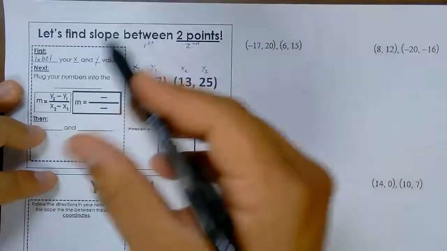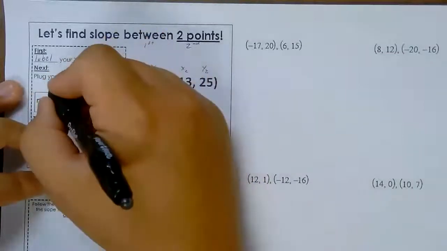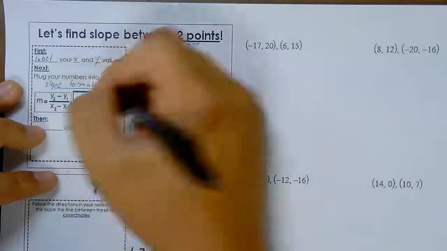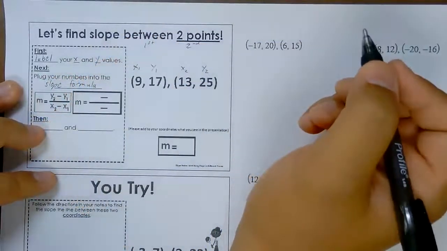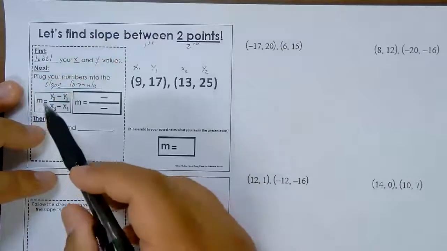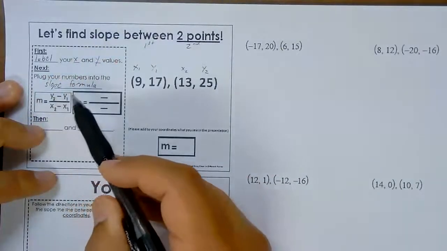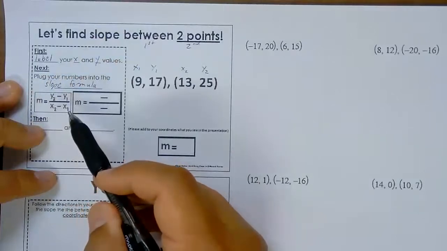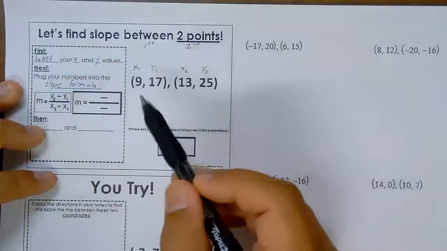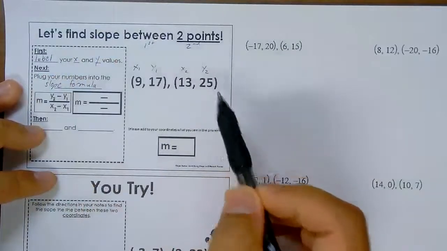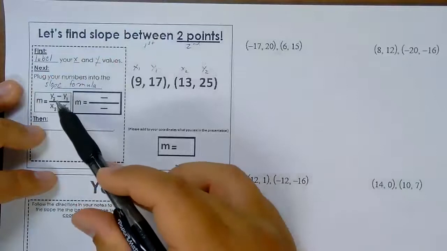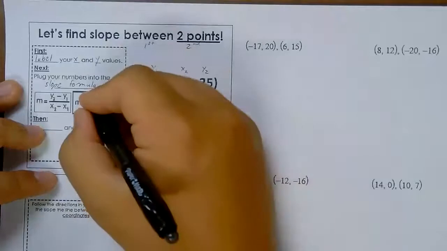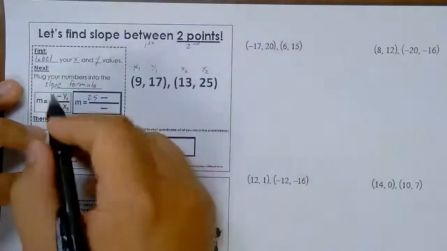So once we have these labeled, we're going to plug in our numbers into the slope formula. So let's take a look at our slope formula. M equals y2 minus y1 over x2 minus x1. So let's look at our ordered pairs. We have 9, 17 and 13, 25. y2, that's the y value from our second point. So that's 25.